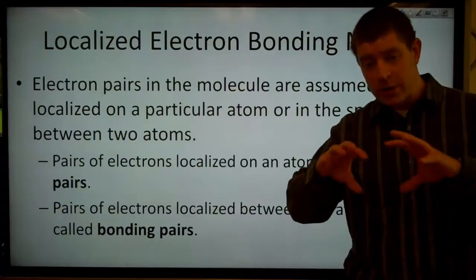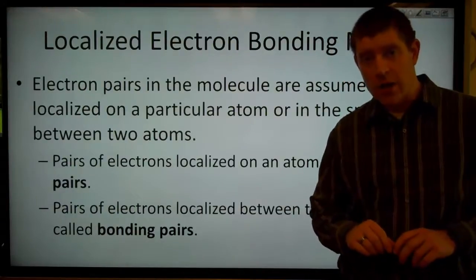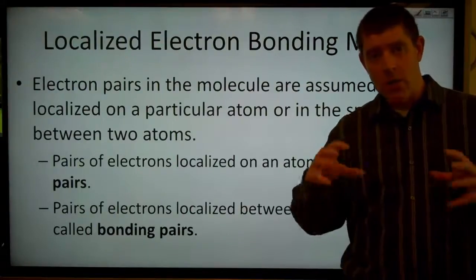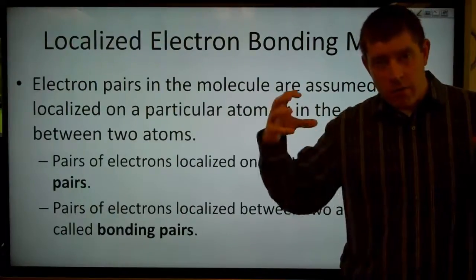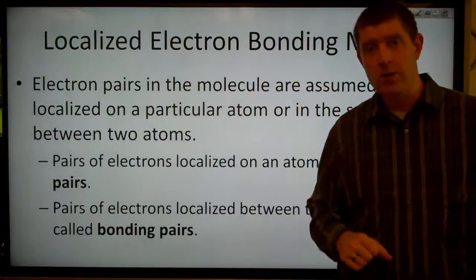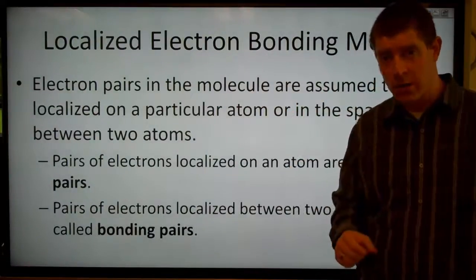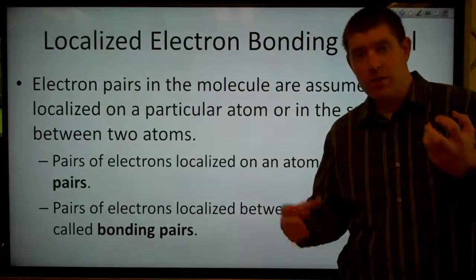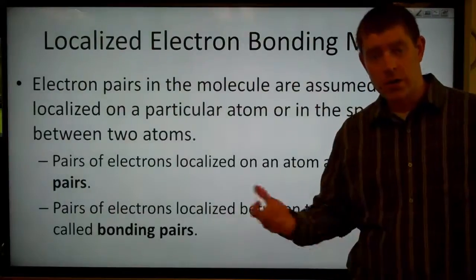So we're assuming that those bonding pairs of electrons basically spend their time in between the two atoms, and that negative charge in between the two atoms is causing those two nuclei to be attracted together. That's where that chemical bond is coming from. These lone pairs are spending time only on one atom. They're not influencing the other atom at all, or at least not significantly.